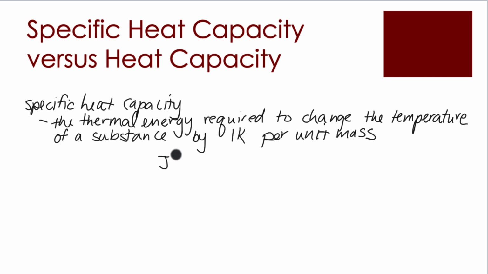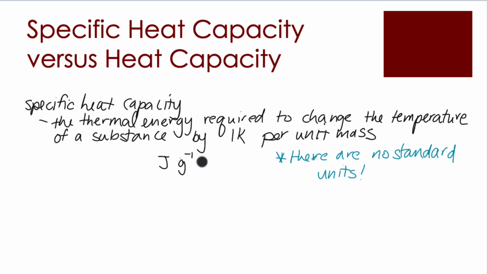Now here's the tricky thing about that. There are no standard units, so this could be joules per gram per Kelvin, like I wrote, or it could be kilojoules per kilogram per degree Celsius even. Okay, so in my statement here with 1 Kelvin, I could have written 1 Celsius. Each question you do, you need to double check the units they give for specific capacity so that you understand what units to use in your calculations.